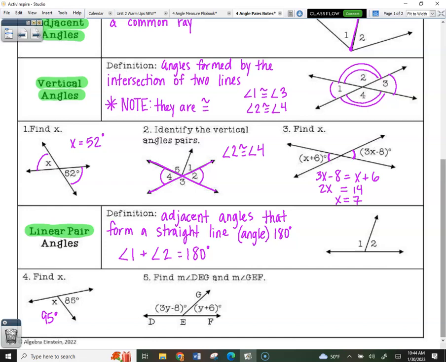So set up your equation. Look at the relationship. They have to add to equal 180. Don't you dare set these equal to each other. There's no way that these are equal. This is clearly obtuse and this one's clearly acute.